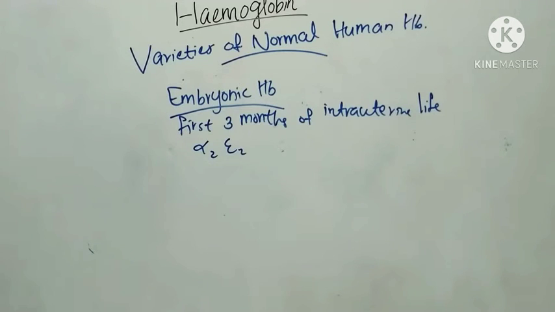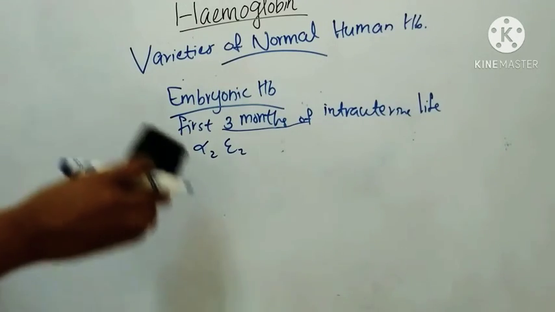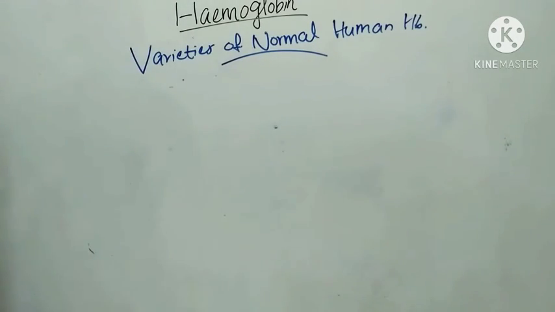Embryonic hemoglobins occur in human erythrocytes in the first 3 months of embryonic life. That is embryonic hemoglobin. Next one is HbA3.